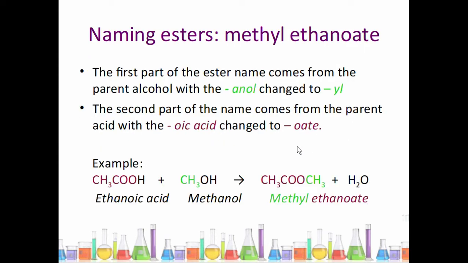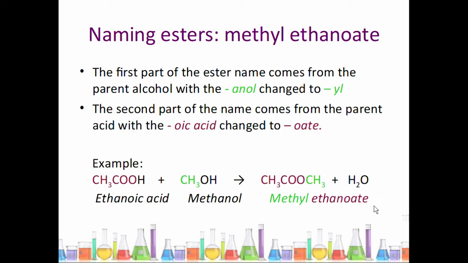We're not going to go into the actual equation at the moment, we're just looking at that now so that we understand the naming. So the first part of the ester name comes from the parent alcohol. So if we take this example, we've got ethanoic acid and methanol reacting together. The first part of the name of our ester comes from the alcohol, so it's going to be from methanol, but we change the anol to yl, so it's going to be methyl. So we're calling this similar to how we would name a side chain. The second part of the name comes from the parent acid, with the oic acid changed to oate. So ethanoic acid, the ending changes to oate.